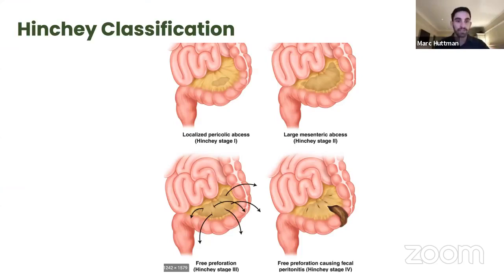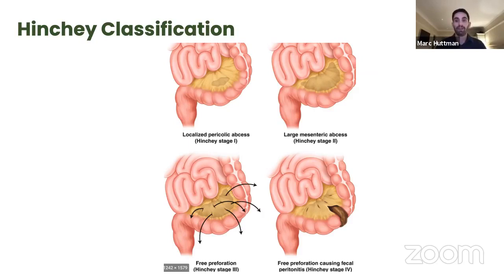The Hinchey classification is used to speak about the different severities. It's used to stage a bout of diverticulitis, so an inflammation of diverticula. Hinchey stage one is just when that diverticulum gets filled with pus because it's infected and inflamed. And when you have a walled off area of pus, that's called an abscess. So you might have a localized, so it's just in one little area, pericolic, because it's next to the bowel, because the diverticulum is separate from the bowel, abscess, collection of pus.